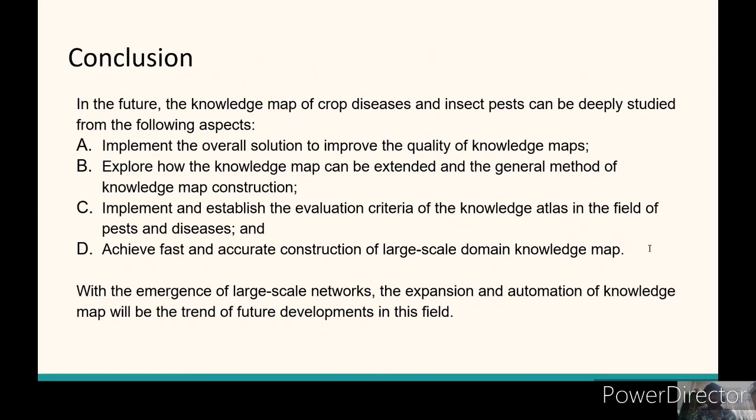In the future, knowledge map of crop diseases and insect pests can be deeply studied from the following aspects. A. Implement the overall situation to improve the quality of knowledge maps. B. Explore how the knowledge maps can be extended and the general method of knowledge map construction. C. Implement and establish the evaluation criteria of the knowledge atlas in the field of pests and diseases. And D. Achieve fast and accurate construction of large-scale domain knowledge map.